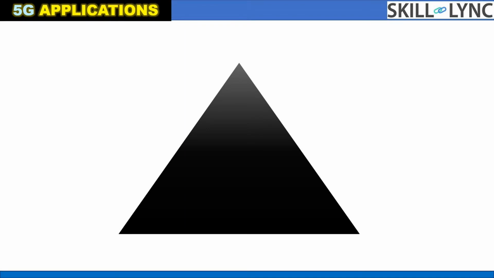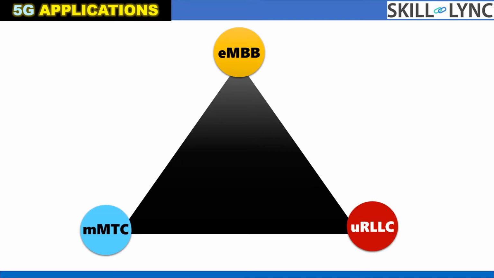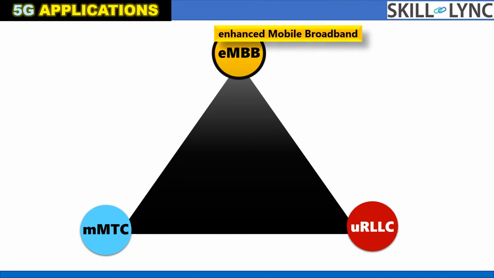So 5G has divided these use cases into three categories: eMBB, mMTC, and URLLC. For the first time, a wireless generation introduced different standards for different use cases. Let's look at these categories of use cases. First, eMBB, Enhanced Mobile Broadband.